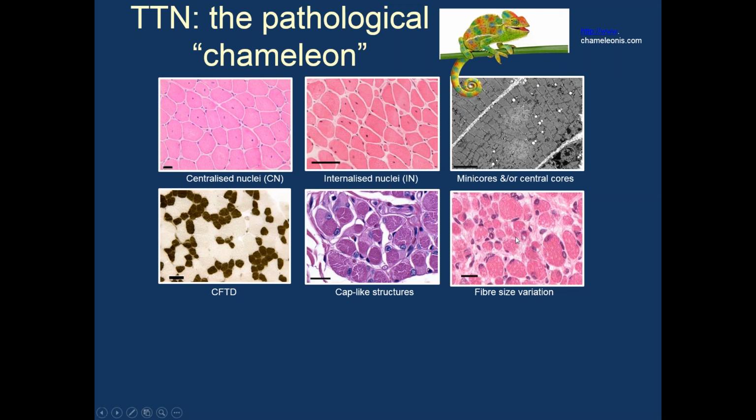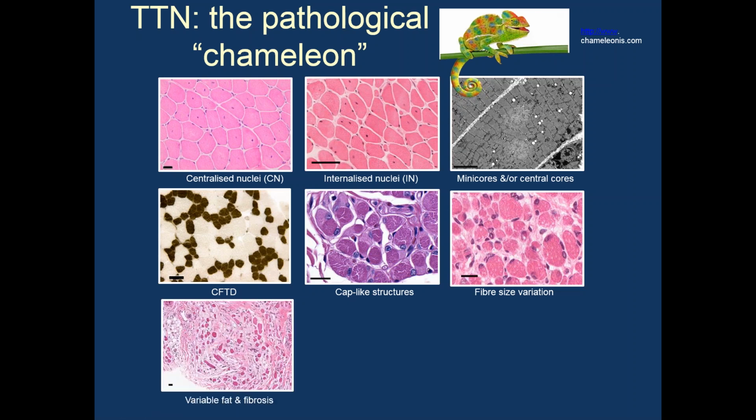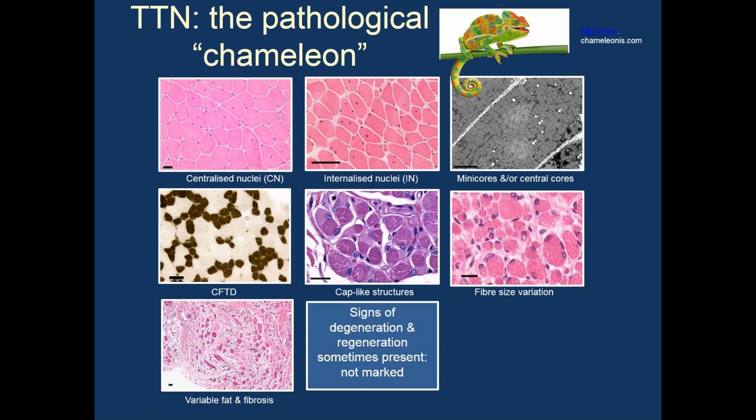You can see there's a big difference in the fibre sizes within that muscle biopsy. And in fact, there were quite variable amounts of fat and fibrosis. So in this particular picture, there's a whole lot of fat and fibrosis within this muscle. It looks very abnormal. But again, if you look at the first image in this slide, there's very little. So that was quite a variable feature.